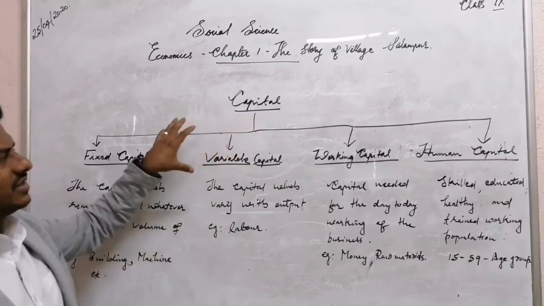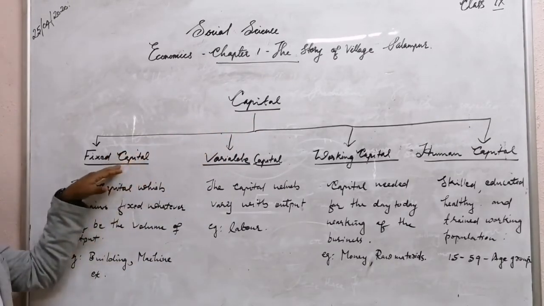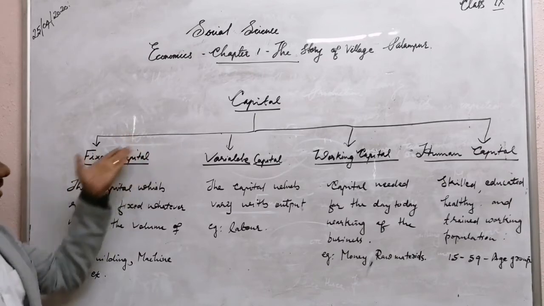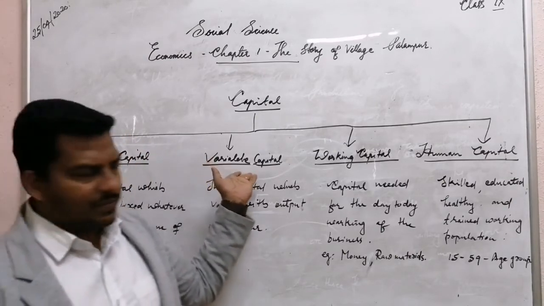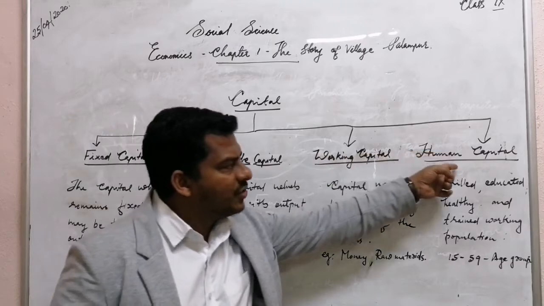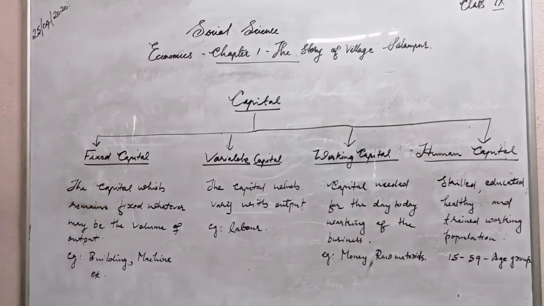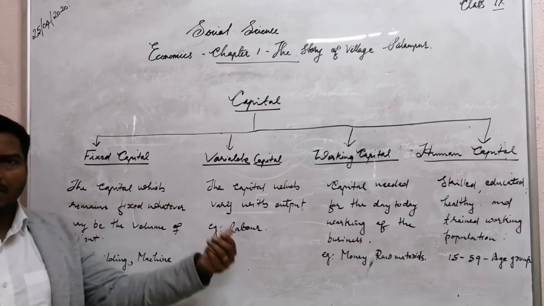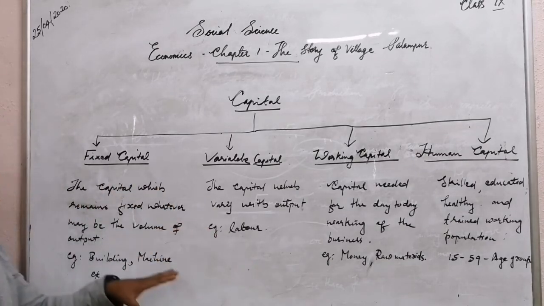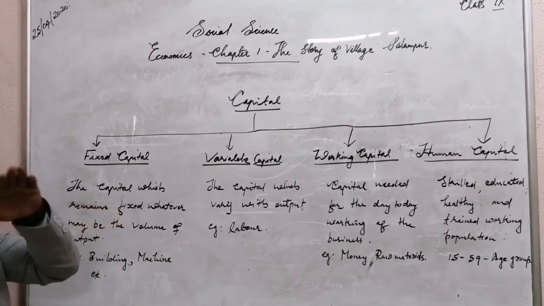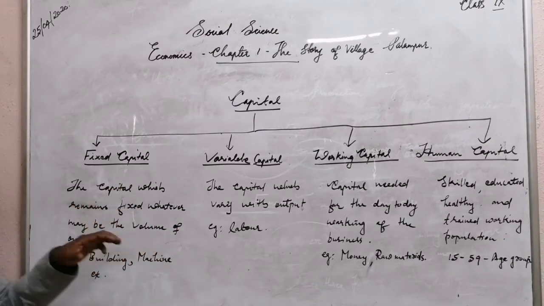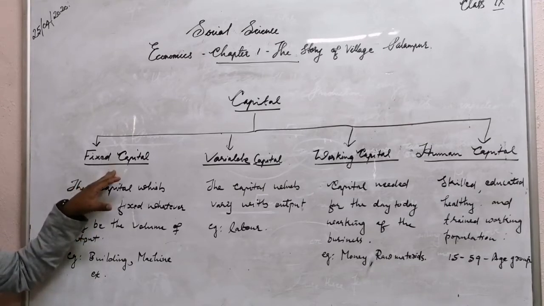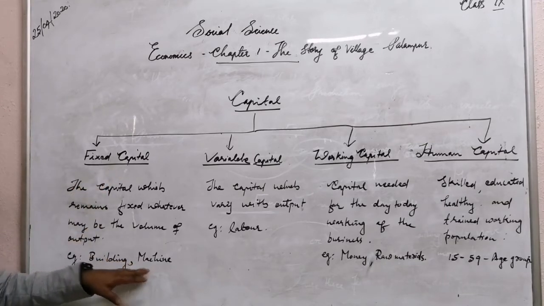There are different types of capital. There are mainly four types of capital: fixed capital, variable capital, working capital and human capital. First one, fixed capital. The capital which remains fixed, whatever may be the volume of output. That means whether we increase or decrease output, the capital which remains fixed will never increase. That capital is known as fixed capital. Example, building, machine, etc.